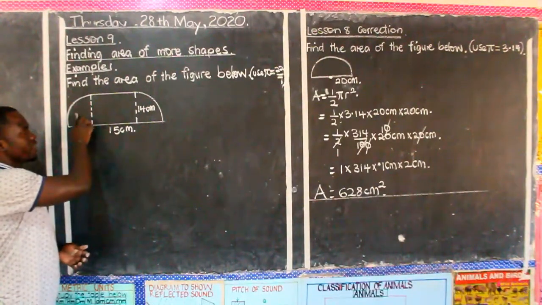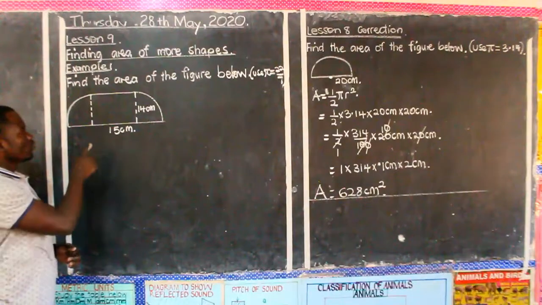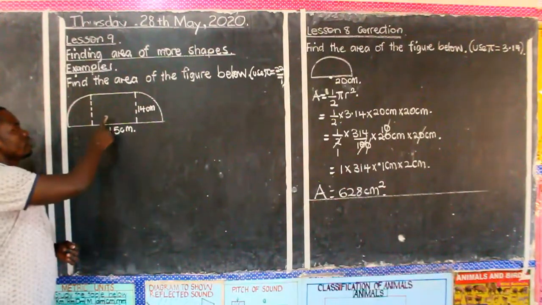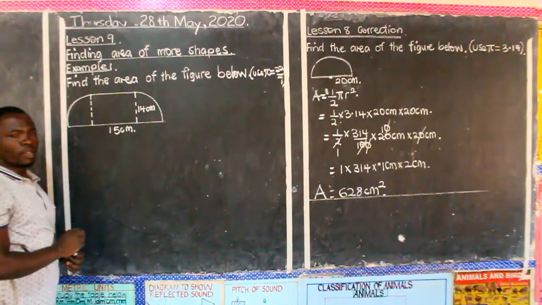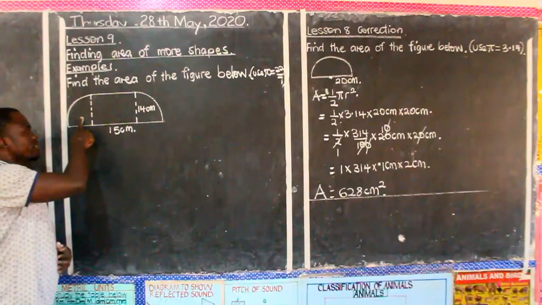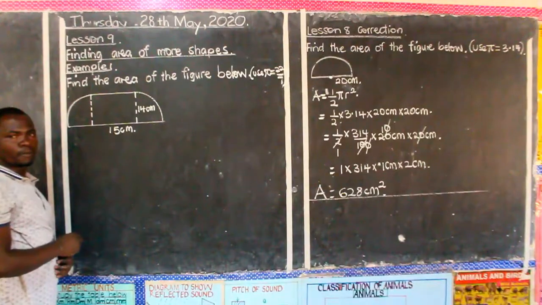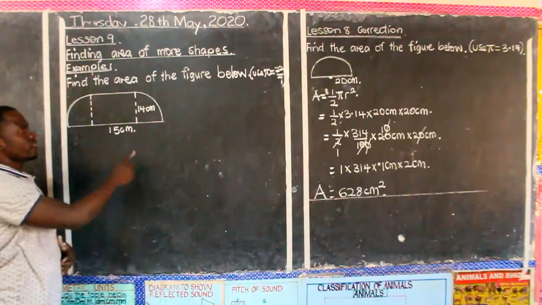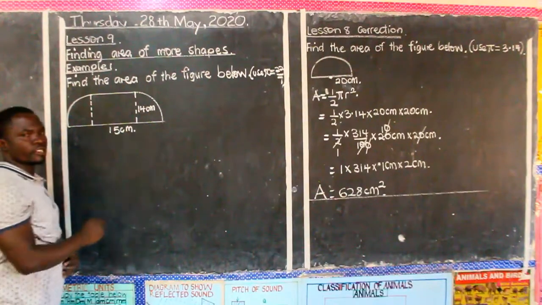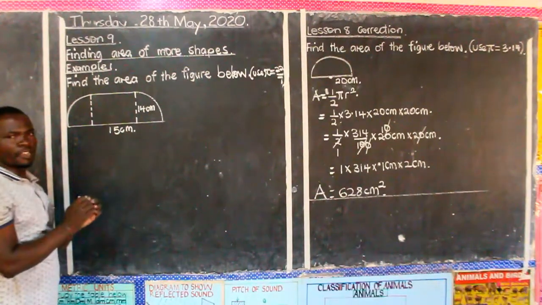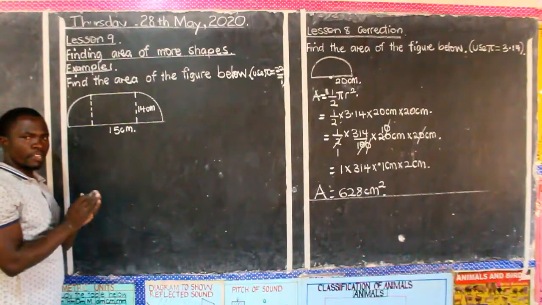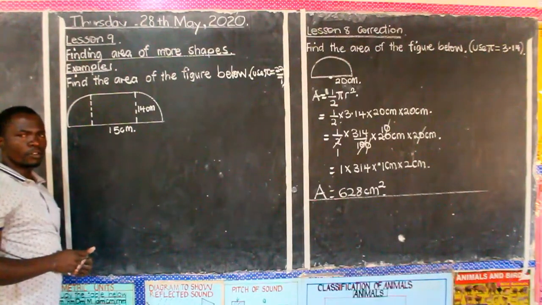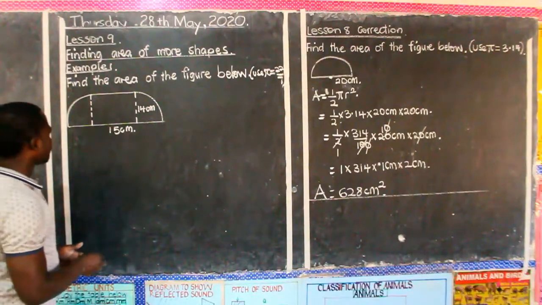So, for you to find the area of this figure, you are going to find the area of this quadrant. First get the area of this quadrant. Get the area of this rectangle. Then you also get the area of this quadrant. After getting all those areas, add them. The answer you will get will be the area for the whole figure. Okay? This is what I'm talking about.